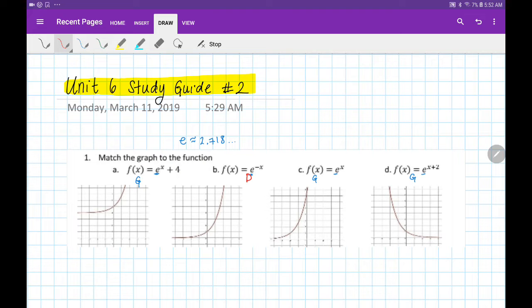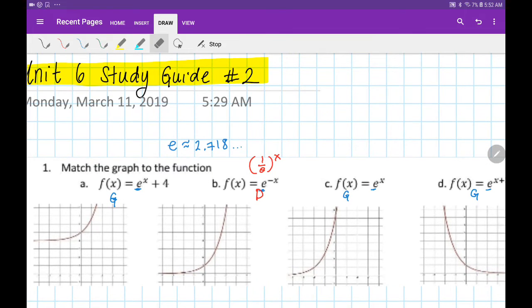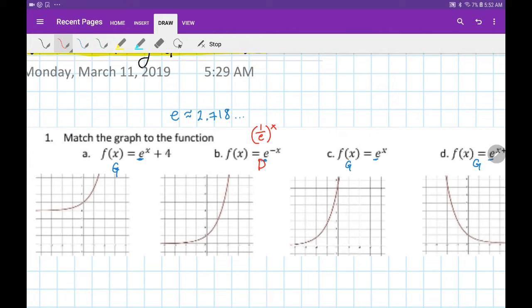So I will rewrite this: instead of e over 1, it's really 1 over e to the power of x, meaning this is actually a decay curve. My base is now less than 1. So the only graph that decays here is the one on the right. All of these start low and go high, whereas the one on the right starts high and then it drops down. So let's label that B.